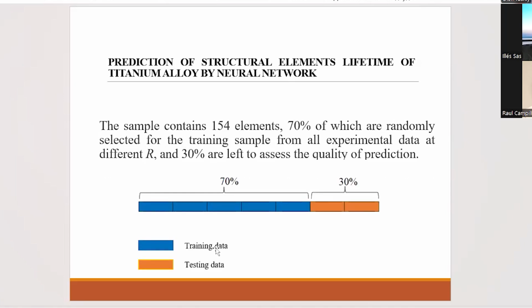The sample contains 154 elements, 70% of which are randomly selected for the training sample from all experimental data at different R, and 30% are left to assess the quality of prediction.